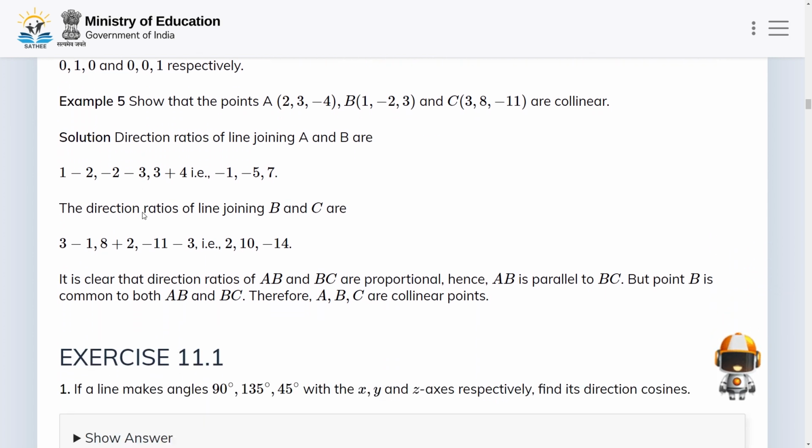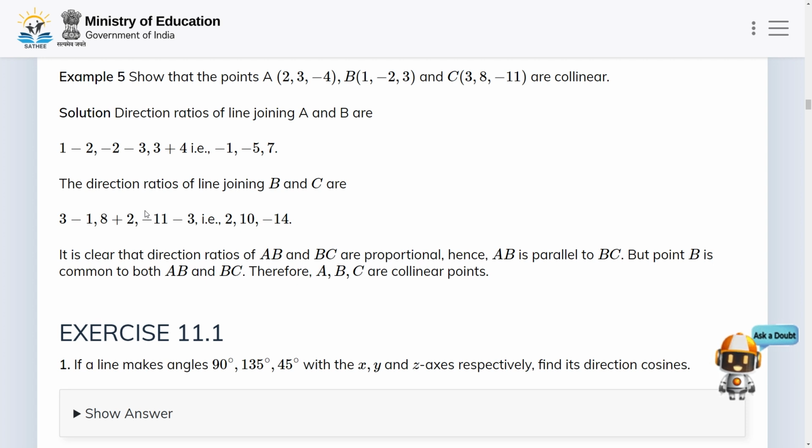Now the next example: show that the points A, B and C are collinear. As you can see, the direction ratios of the line joining AB are 1 minus 2, minus 2 minus 3, 3 plus 4, that is minus 1, minus 5, minus 7. The direction ratios of the line joining BC are what? 2, 10, minus 14. It is clear that the direction ratios of AB and BC are proportional. Hence, AB is parallel to BC. But point B is common to both AB and BC. Therefore, A, B, C are collinear points.